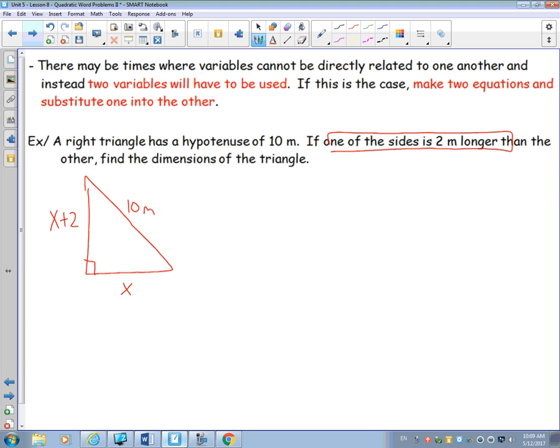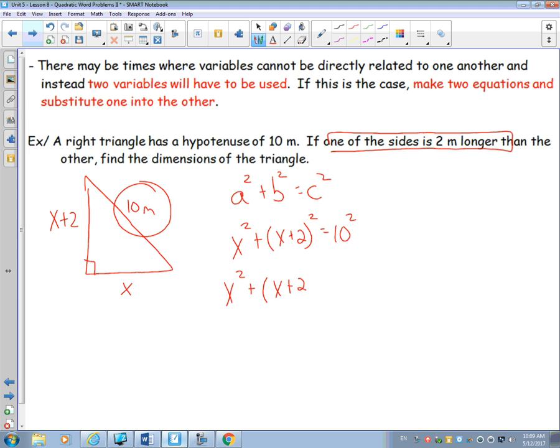Okay. Find the dimensions of the triangle. Okay, so I've got to find the dimensions. What do I know about triangles? Hypotenuses. I know that if I'm talking about the lengths of the sides of them, I can use Pythagoras. a squared plus b squared equals c squared, where c is the hypotenuse. So in our case, x squared plus (x plus 2) squared equals 10 squared. And this looks suspiciously like the sum of the squares of two integers, does it not? Which means I can solve it in the same way.